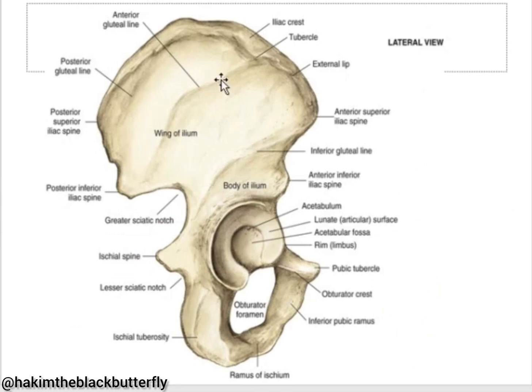When you look at the posterior aspect of the pelvic bone, you have what we call the greater sciatic notch and a lesser sciatic notch. In between them, we have the ischial spine. And this bone is known as the ischium. It has an ischial spine and an ischial tuberosity. And the ischial spine is between the greater sciatic notch and the lesser sciatic notch.